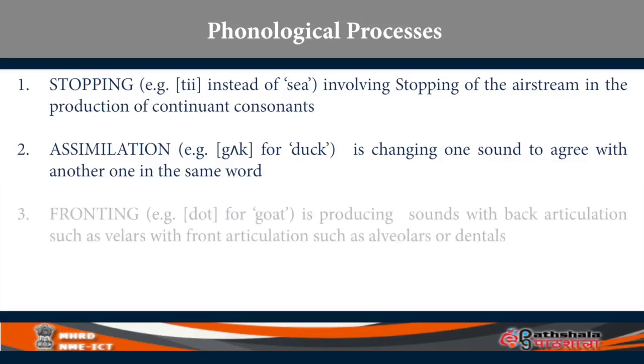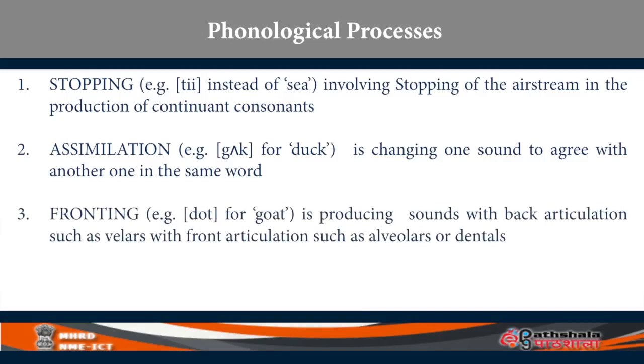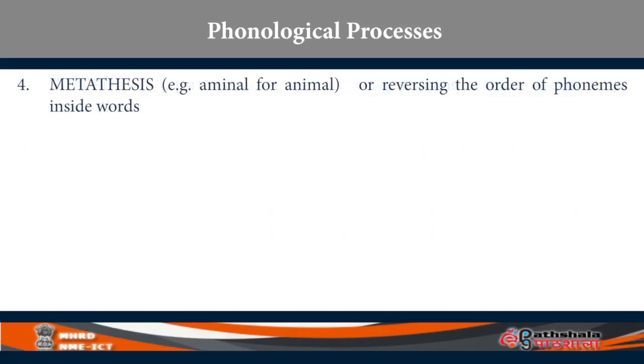The third major process children exhibit is fronting. So, instead of saying "goat", the child will say "dote". So, ga is a back sound, da is a front sound. Therefore, the process is called fronting. The child is fronting. So, then metathesis.